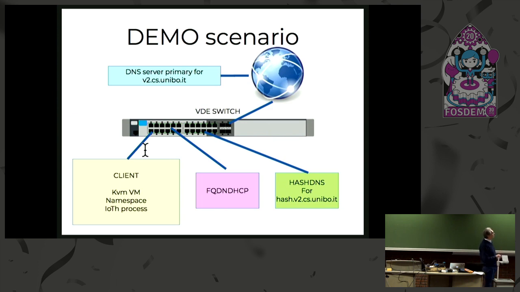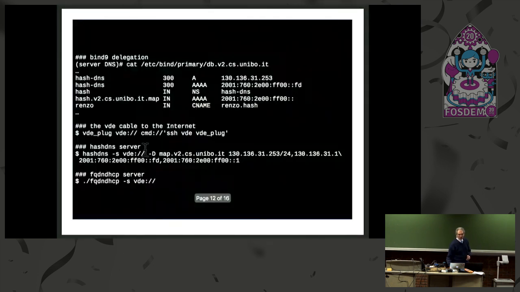In the local area network, we have the HashDNS. We have the fully qualified DHCP server. And I'm a client on the same net. And somewhere I have a primary DNS server for one of our domains, v2.cs.unibo.it. Okay, let us follow the slides. Can you see the cursor?